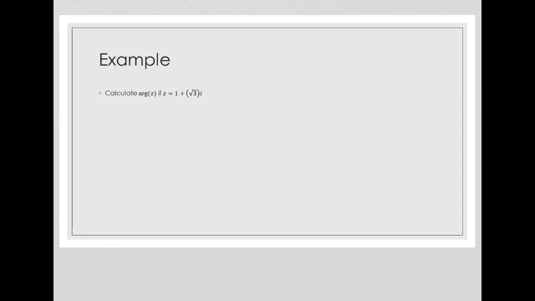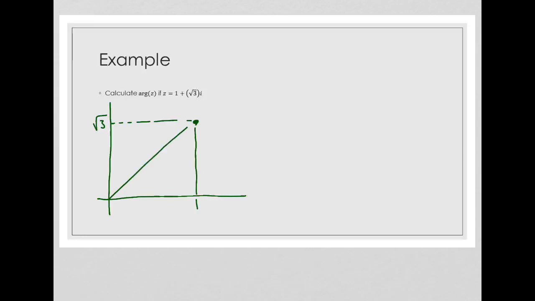So let's look at another example. Calculate arg z if z is equal to 1 plus square root of 3 i. So let's draw this triangle again. In other words, z has the coordinates of 1 on the x-axis and square root of 3 on the y-axis. So the r is then again the modulus, and we have the origin.